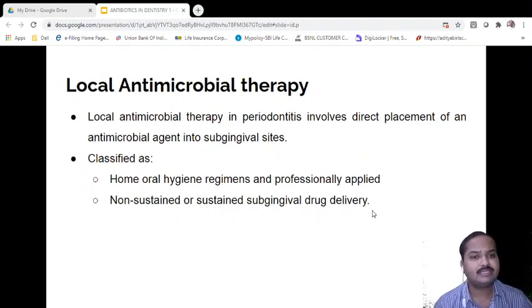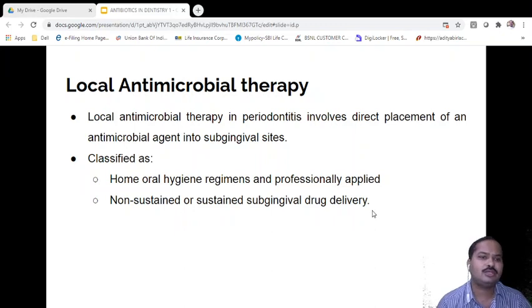Then local antimicrobial therapy. Systemic therapy is the common therapy which is given for an infection present in the body. But if we know that infection in the periodontal tissue is present at that site only, then the risk of adverse effects is more if we give it systemically. If we want to give it as a local therapy, we can give it into the sulcus itself and leave it there.